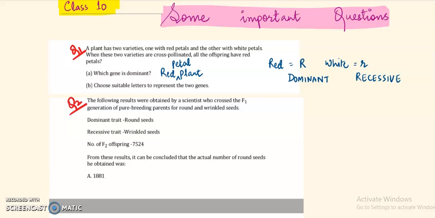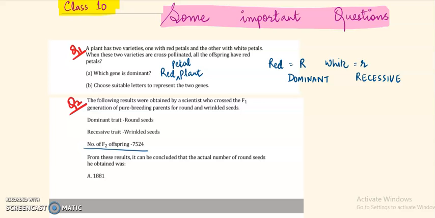Now move on to question number 2, which says the following results were obtained by a scientist who crossed the F1 generation of pure breeding parents of round and wrinkled seeds. Dominant were round and recessive were wrinkled. This we already know, and the number of offsprings produced were 7524. From these results it can be concluded that the actual number of round seeds he obtained is?